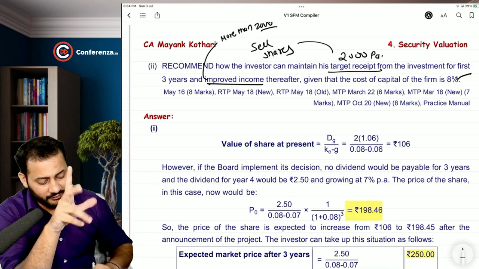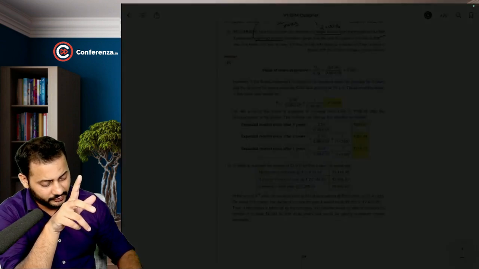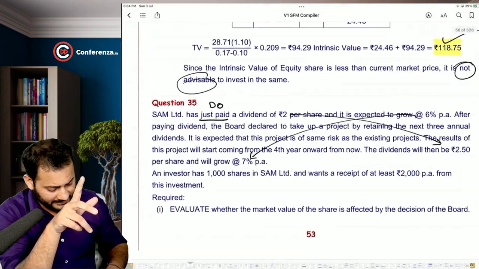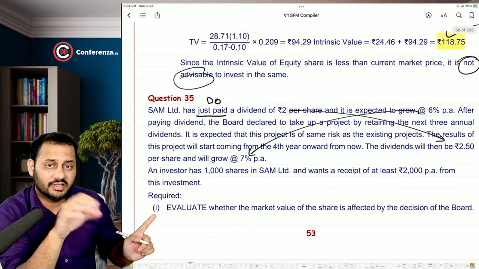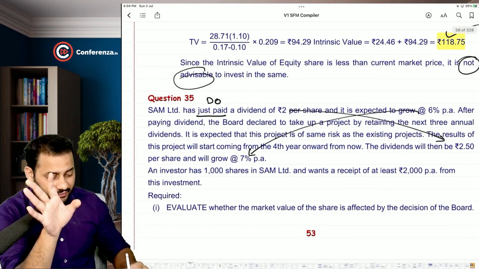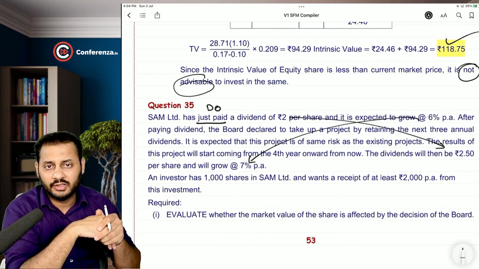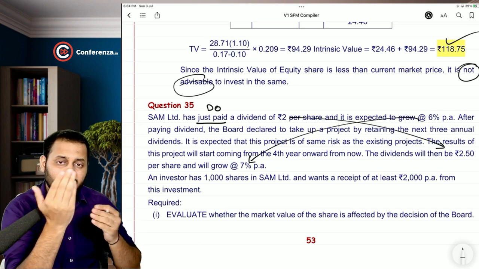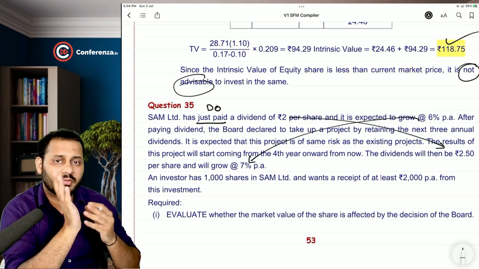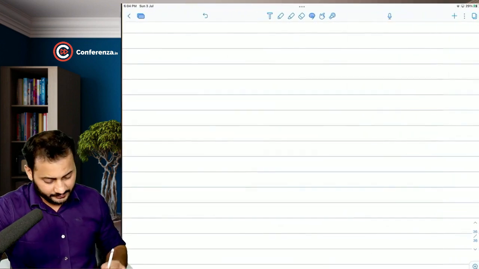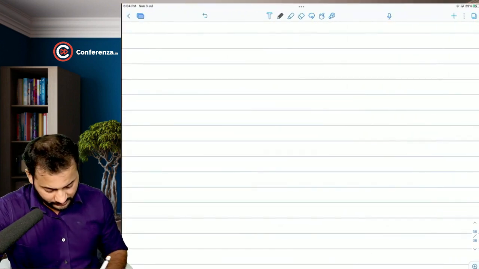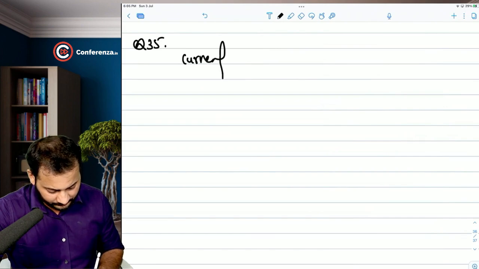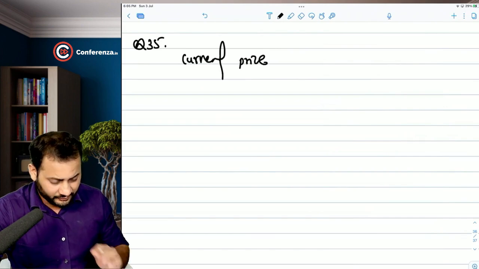Okay. We will first solve the question. The first part says whether the market value of the share is affected by the decision of the board. In order to say whether it is affected or not, we have to calculate the price before taking up the project and the price after taking up the project, right? So first of all, we can say the current price is very simple.